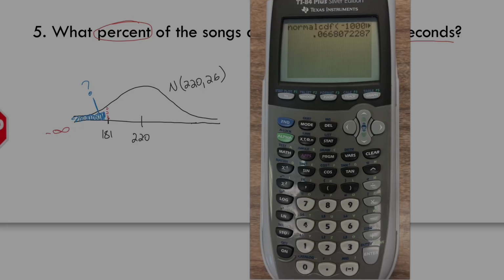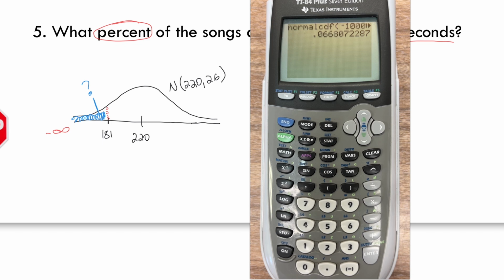So now that we know the proportion, we just change that to a percent and we write it in context of the problem. So we are going to say about 6.68% of songs are shorter than 181 seconds.